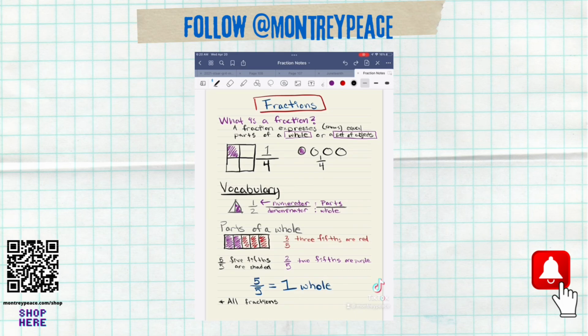So that's kind of an overview of what a fraction is. We're going to take it a little bit deeper with naming fractions and comparing fractions and adding them and moving forward.